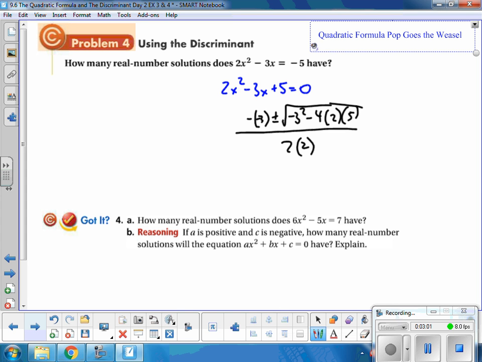Okay, so the cats sing, and I'm looking at just the discriminant here. The discriminant tells me that it is negative 3 squared minus 4ac. And when I simplify that out, I get square root of negative 31. So that tells me that there are no real number solutions for that quadratic equation.